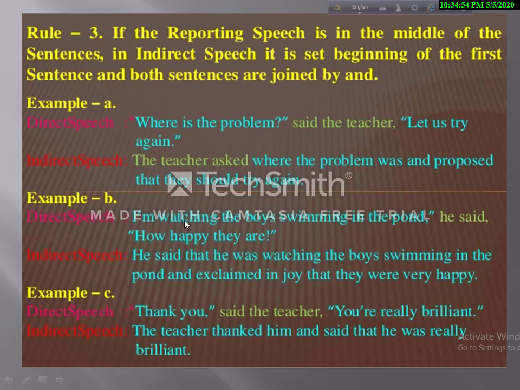Let us have another example to make it clear. "I'm watching the boys swimming in the pond," he said. "How happy they are!" So here "said" is the reporting verb, but it is in the middle. And there are two speeches here spoken by the same person, he. So the answer will be: He said that he was watching the boys swimming in the pond and exclaimed in joy that they were very happy. Dear students, I hope that you have understood this rule too. So let us move to the next.